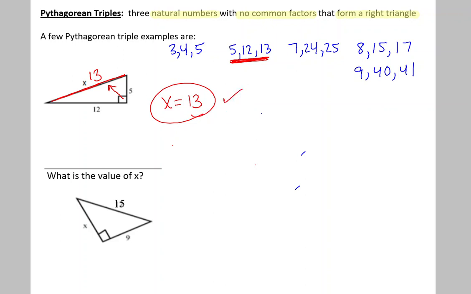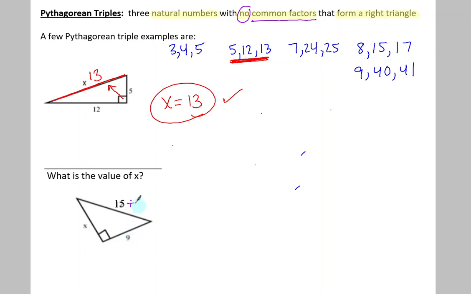Let's look at this example. What is the value of x? So x is this missing side of a right triangle where I know two other sides. I could use the Pythagorean theorem, or I could think of, is this one of my triples? I don't see 9 and 15 in this list, but I remember that Pythagorean triples have no common factors, yet 9 and 15 share a common factor of 3.